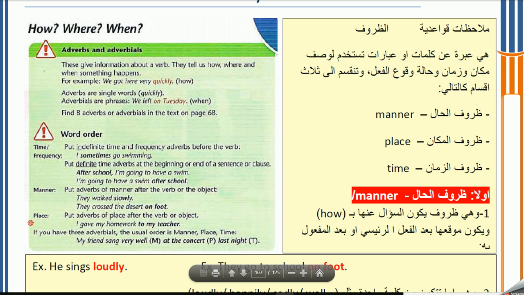So number three, adverb of place. Put adverbs of place after the verb or object. For example, I gave my homework to my teacher. The phrase to my teacher here, adverb of place, comes after the object, my homework.